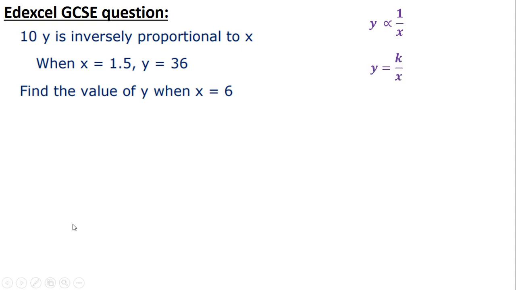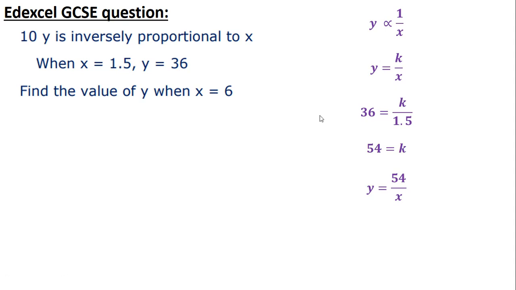If I then put in the pair of values that we've been given in the question, I can say that 36 equals k over 1.5. If I now multiply both sides by 1.5, I can get my k value as 54. And now that I know k, I can pop that back into the original formula, okay, and have the rule that y is equal to 54 divided by x.